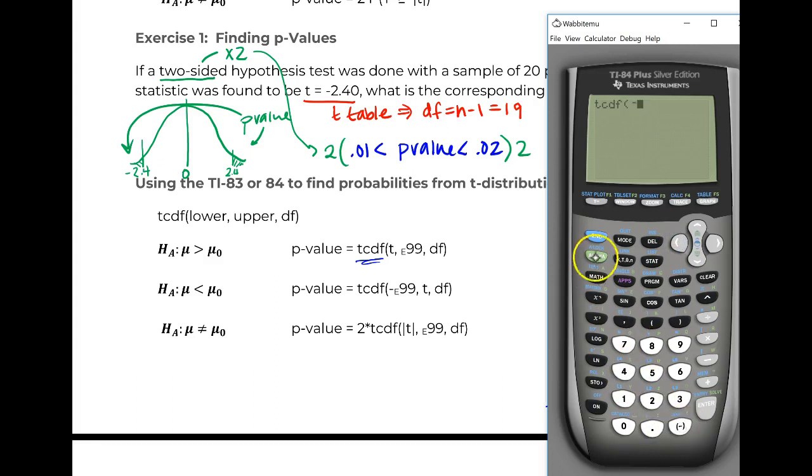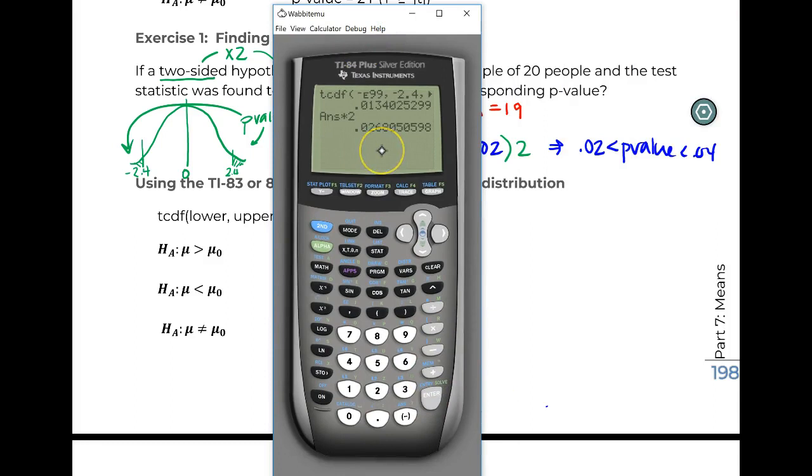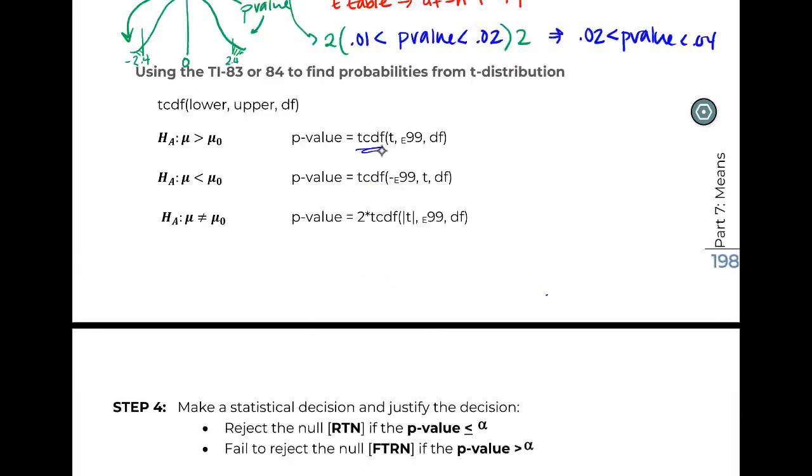With the negative, might as well, right? Negative E99 to our negative 2.4 they originally gave us. Degrees of freedom was 19. And then take this and multiply it by 2. So we do get a value, 0.0268, that's between here. So if you wanted to write all that down, you could. I'm not going to, because I'm never going to use the calculator to do this again. I'm just going to use the table.